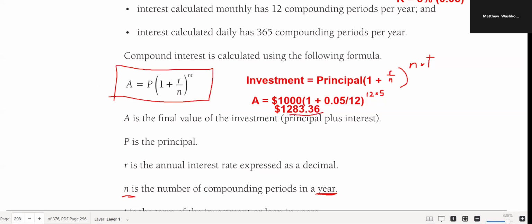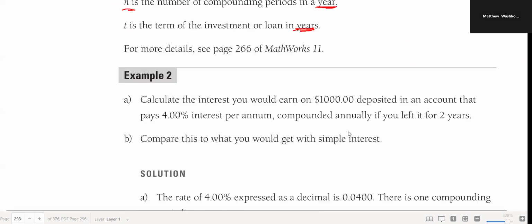This is not the interest. This is the investment. If I were to ask you, what's the interest on this? Well, you just take away $1,000, Matthew. Correct. It would be $283.36 would be the total interest on that. So that's what compound interest is. Now we can make it a little bit more complicated, because what if I just ask you, here's your principal, here's your investment, what's the interest rate? So you can work backwards that way.